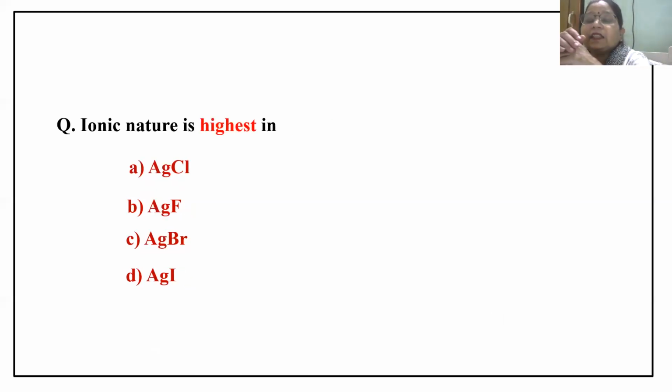Ionic nature is highest in... It is opposite of that. So quickly you can answer me. I think you need to find the smallest anion. So Ritika, what will be your answer?